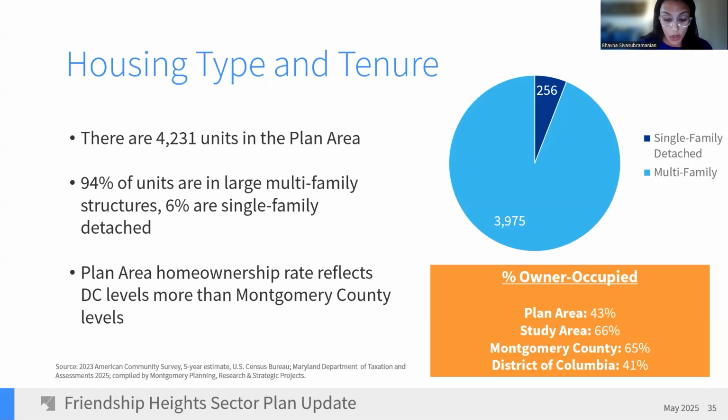In terms of owner-occupied units, the plan area has a home ownership rate of 43%, which is more similar to DC levels than Montgomery County's 65% home ownership rate. The plan area's lower home ownership rates reflect the larger number of multifamily units, many of which are rental. Next.